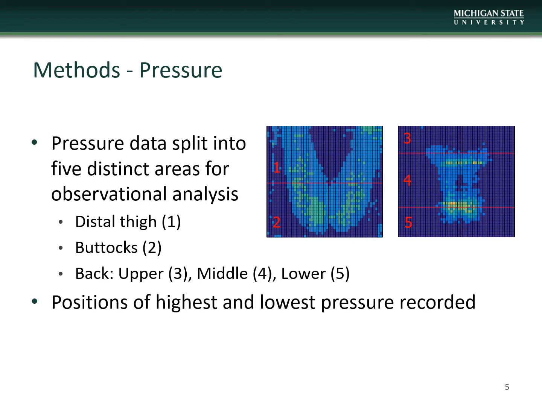Pressure data was split into 5 distinct areas for observational analysis. Area 1 was the distal thigh, Area 2 was the buttocks, and Areas 3, 4, and 5 were the upper, middle, and lower back, respectively. The positions of highest and lowest observed pressure were recorded for each of the 20 participants.